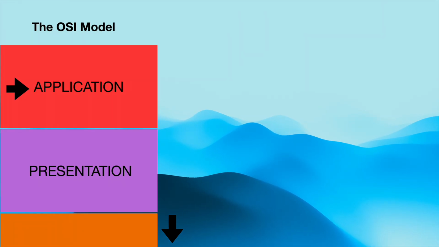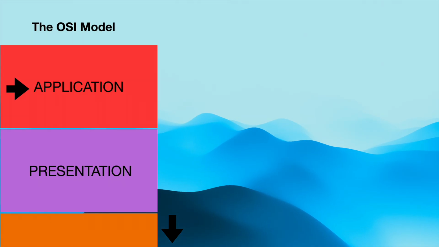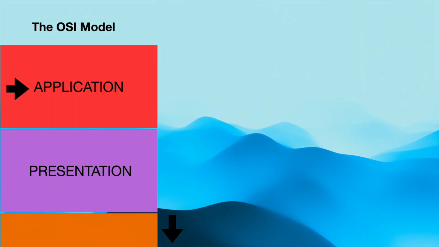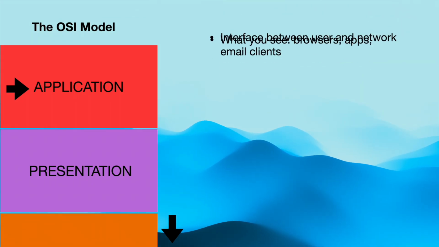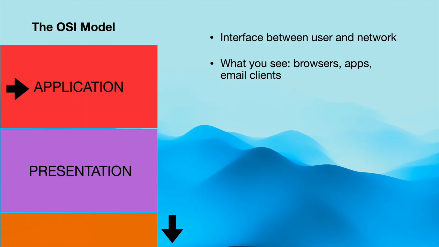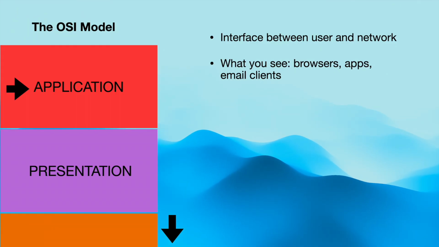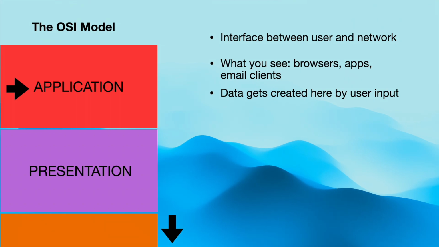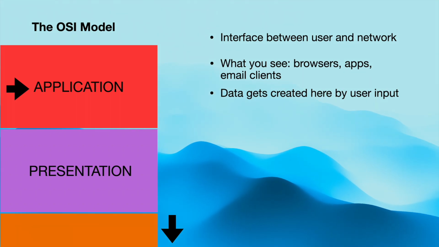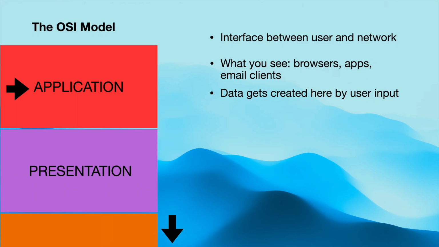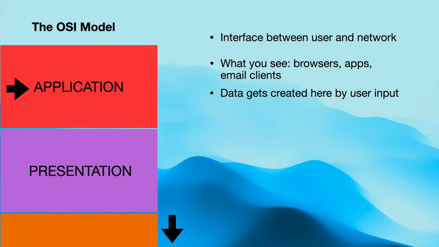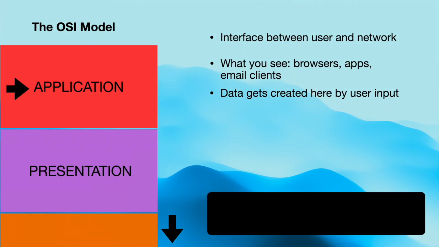In this layer is where the user interacts with the network. Maybe you typed in a website, sent a message, or opened an email. At this layer, data gets passed from your app, like a browser, down into the network stack. Protocols like HTTP, HTTPS, FTP, DNS, they all live here. This is the beginning of the data's journey.